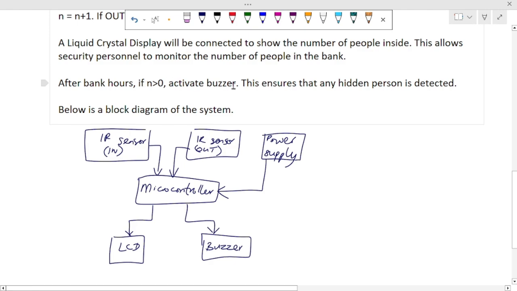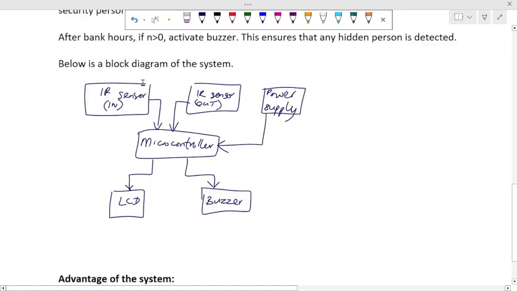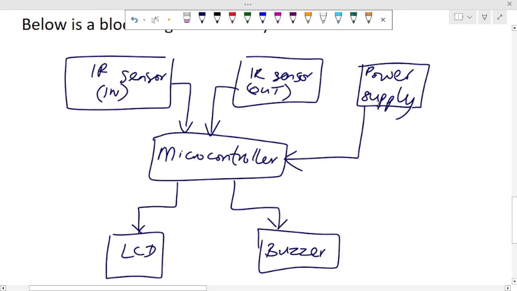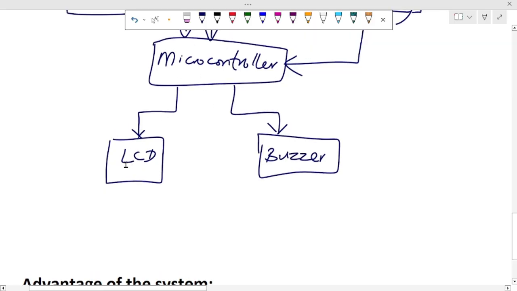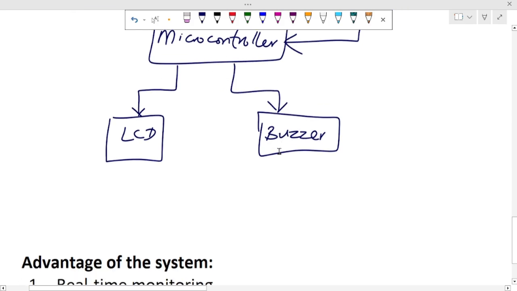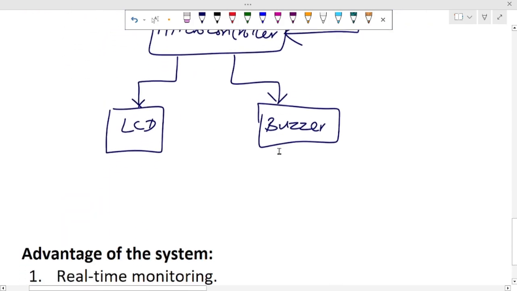So activate the buzzer with the alarm. So this ensures that any hidden person is what? Detected. Below is a block diagram of the system. So of course, 2 infrared sensors, okay, the in and the out. Both of them will give inputs to the microcontroller. Of course, power supply to the microcontroller. And the microcontroller will now send what? Will give signal output. So the LCD, that's a liquid crystal display, to display the number, and also to the buzzer to give sound in case there's somebody left inside the bank.